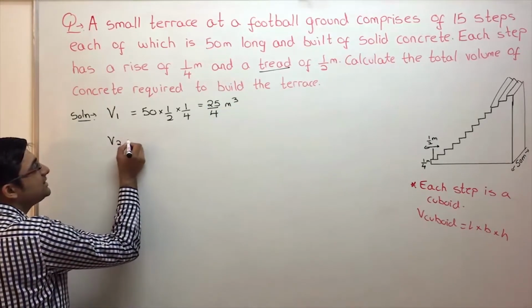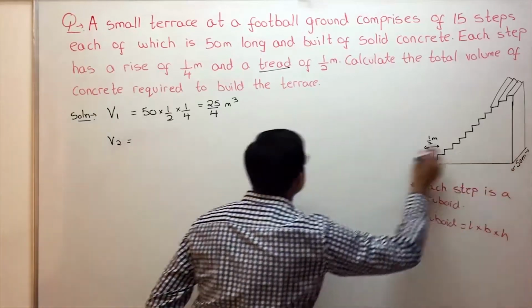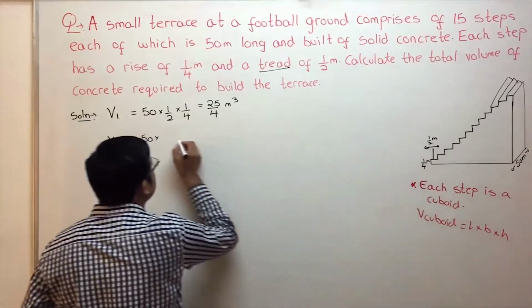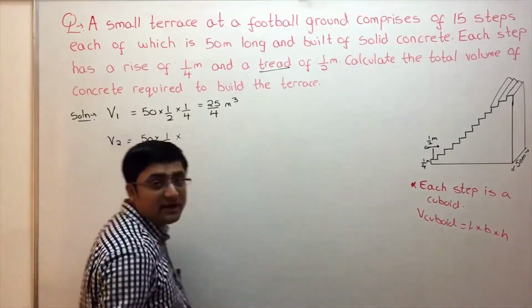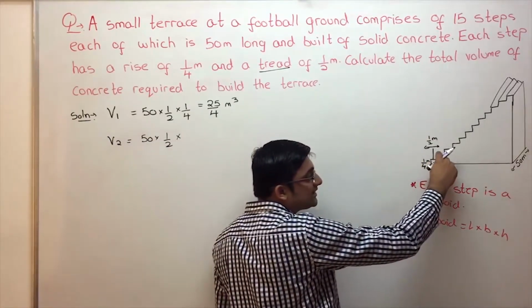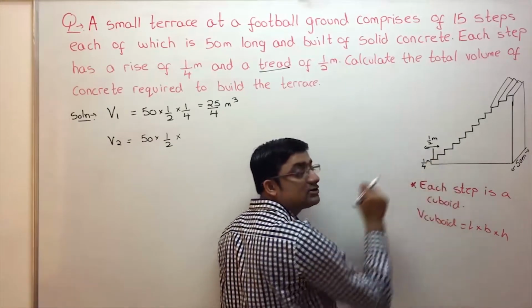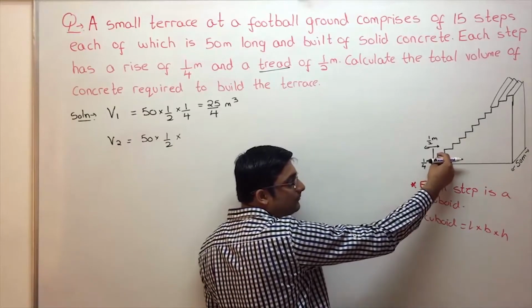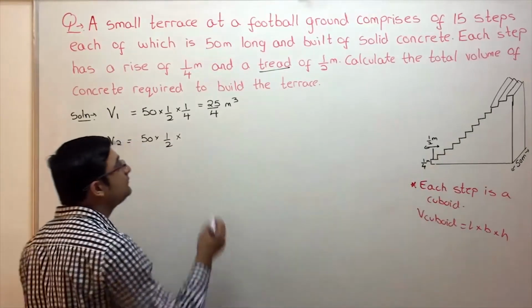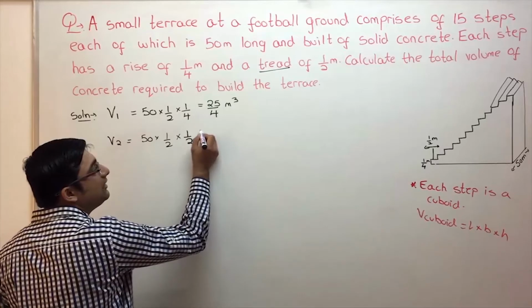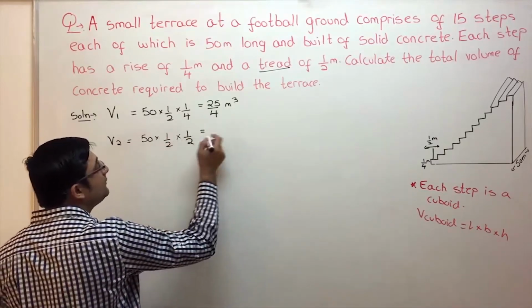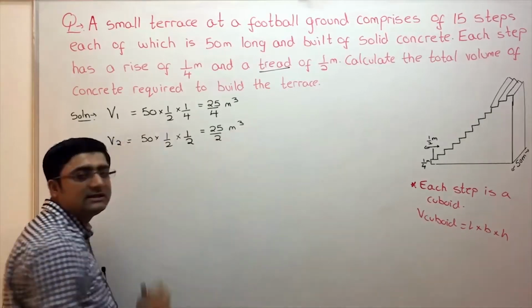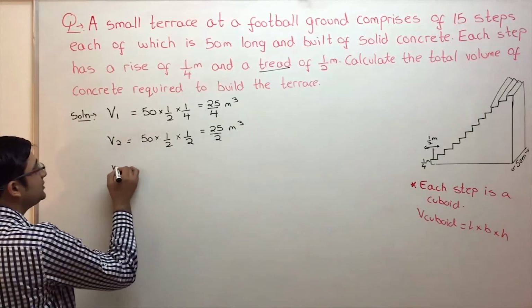Next, volume for the second step. Again, length remains the same, that is 50. Breadth also remains the same, that is 1/2. Now what will happen to the height for the second step? This is the height of the second step, so it is 1/4 plus 1/4, which is 1/2. So this becomes 50 into 1/2, 25, into 2, that is 25/2 meter cube. Is this clear?